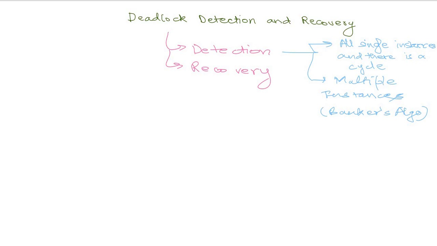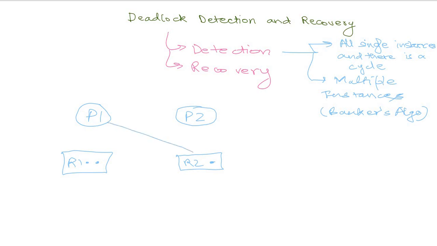Now this is about how we decide for multiple instances, but why do we say that we'll have to detect in case of multiple instances even if there is a cycle? So let's understand it with the help of a diagram. P1, P2 are the processes, and we have R1 resource and R2 resource. R2 has a single instance, but R1 has multiple instances, that is 2 instances.